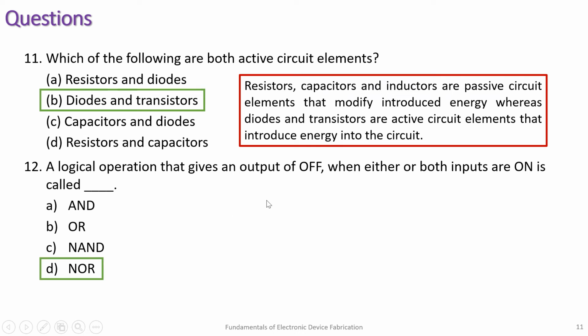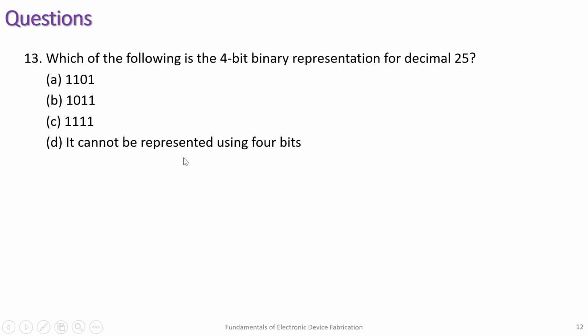Yeah. Okay. So the next question is: which of the following is the 4-bit binary representation for decimal 25? Here you have to be careful. It is a 4-bit representation. It is correct. Can you please explain why it would be?